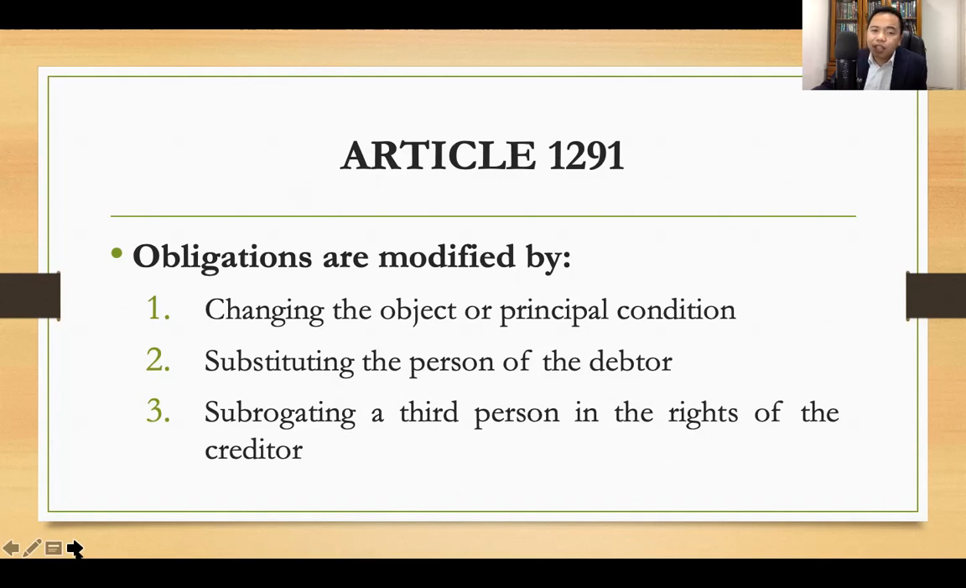In payment by cession, can there be a novation? No. There cannot be novation in a payment by cession. Why? Because in payment by cession, the creditors are paid from the net proceeds of the public auction. They are not paid by the properties of the debtor. So walang novation. Na walang change in the object.